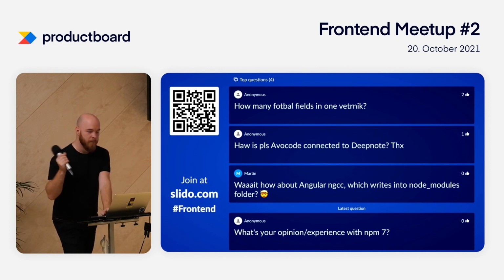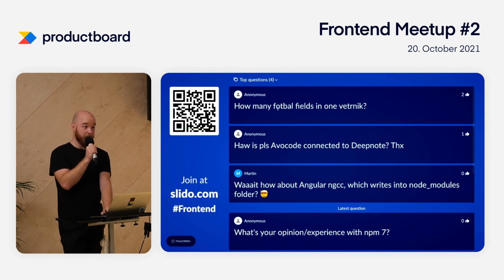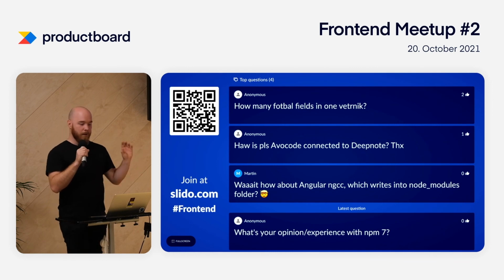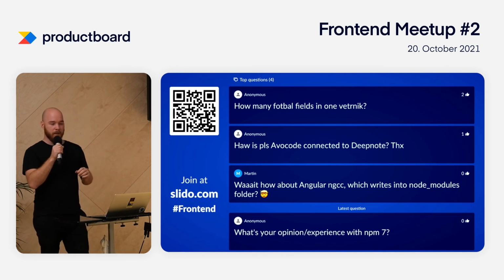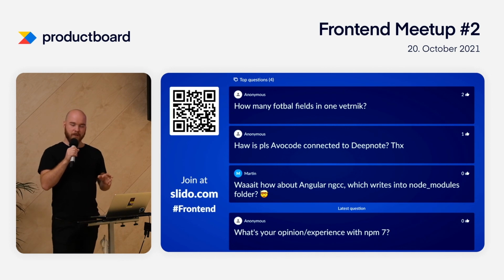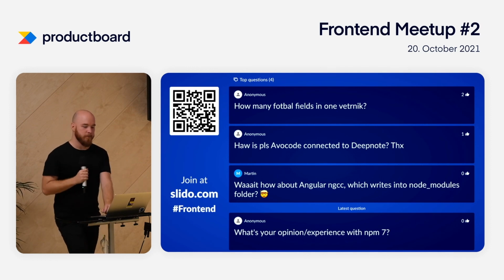So how many football fields in one Veternik? I don't know, not in one, but our competitor called Hex, they raised a Series A of $16 million. They announced it today. They raised it like in April or something. And I think this is like 18 Olympic swimming pools of Veterniks.